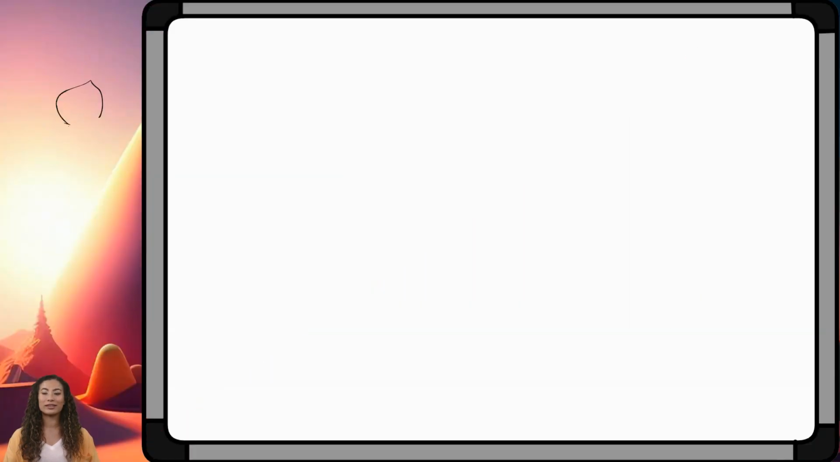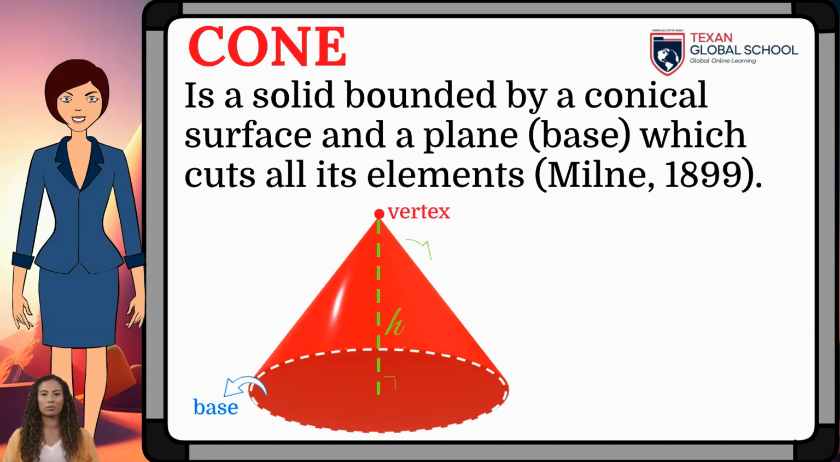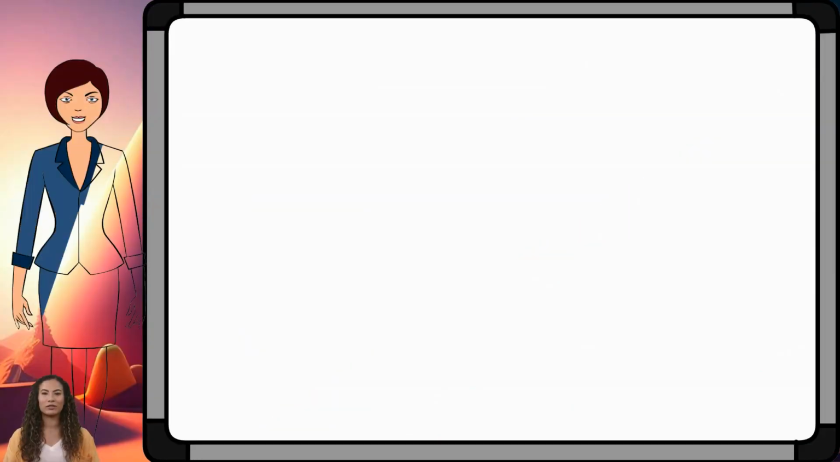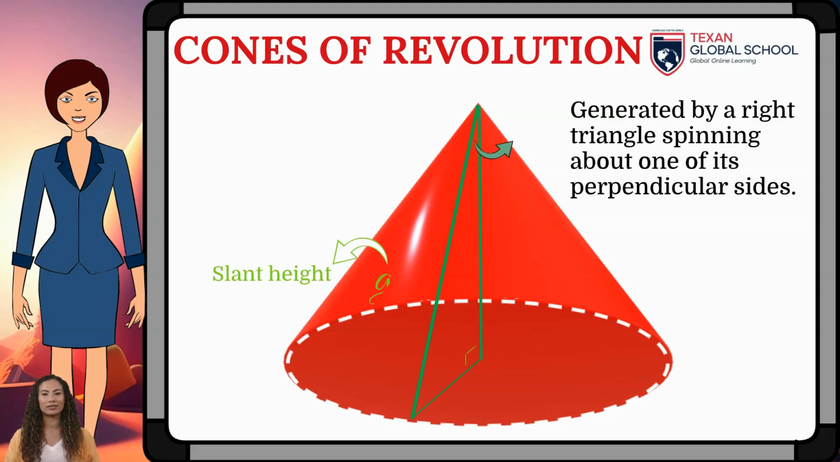A cone is a solid bounded by a conical surface and a plane, called base, which cuts all its elements. It has a vertex, radius, height or altitude, and a lateral convex surface. Cones are also called cones of revolution, because they are generated by a right triangle spinning about one of its perpendicular sides. The slant height is also known as the generatrix G.